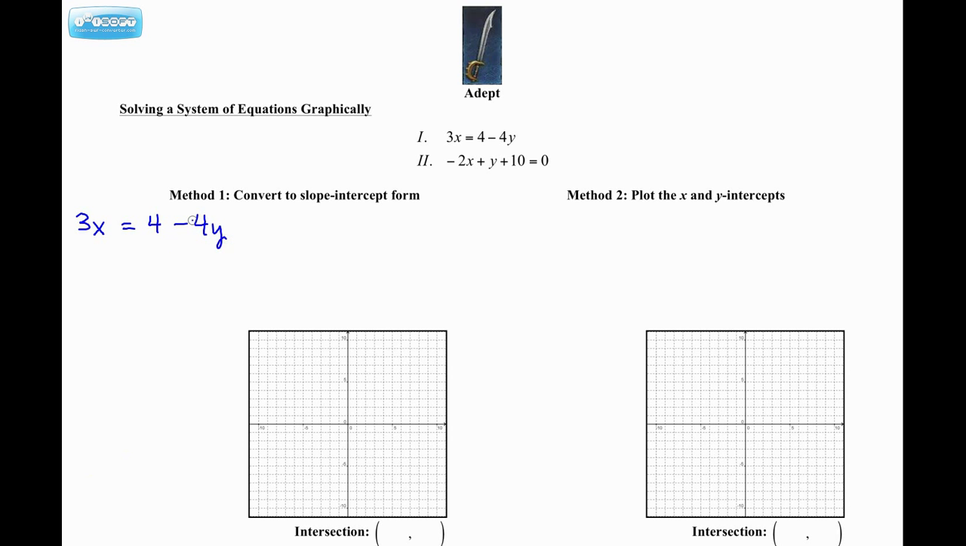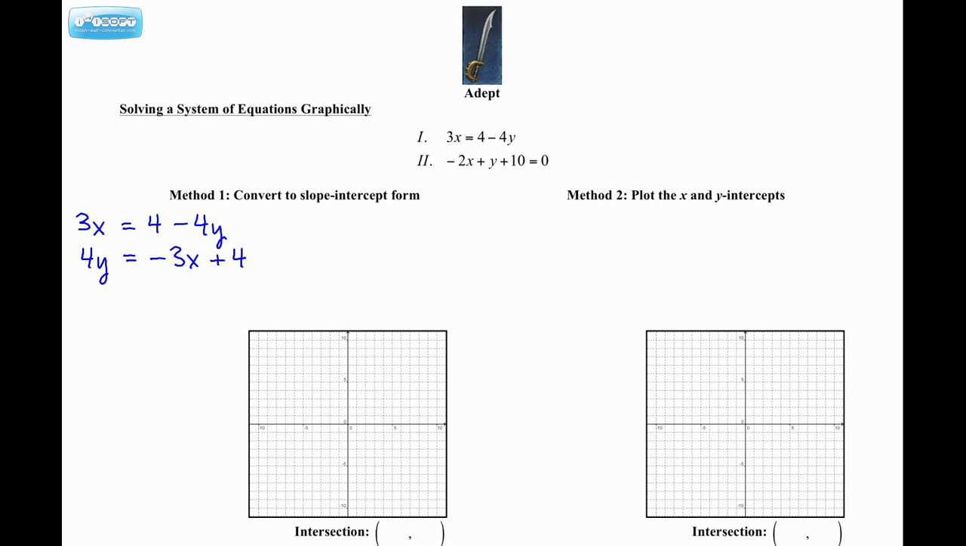Okay, so I have a minus 4y here, so I'm going to add 4y to both sides. That way it'll appear on the left as being positive, which means this 3x has got to go. It's positive, so I'm going to subtract 3x from both sides. This 4 is going to stay right there. So it looks as though the x term and the y term are switching, but they're not. Okay, I'm treating both sides the same.